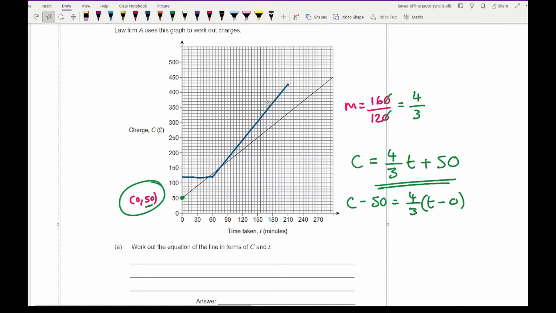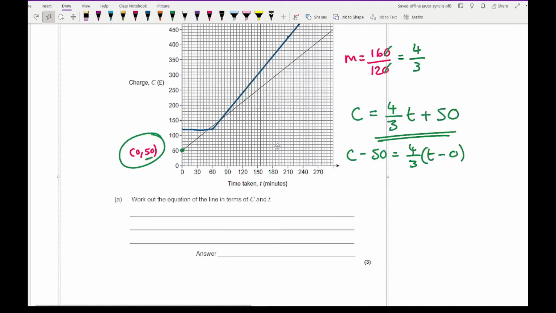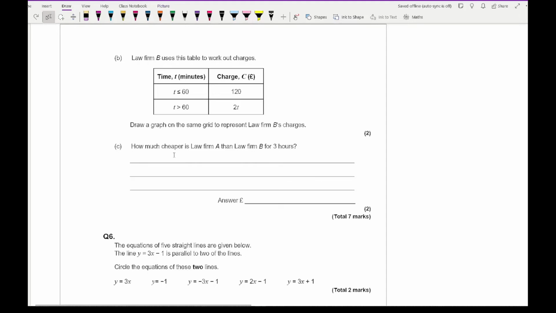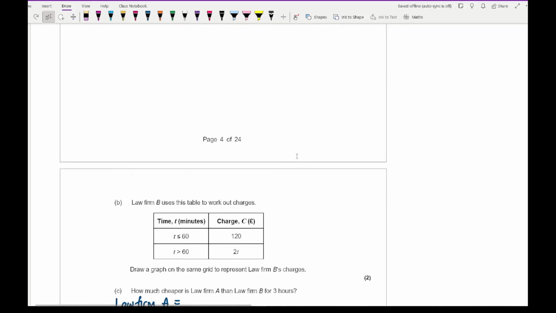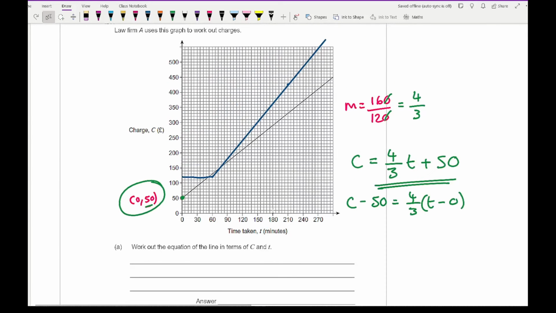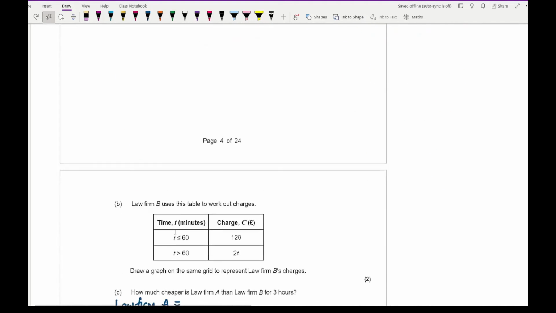And what I then need to do is just drag this a little bit further up to the edge of the graph. So it should look something like that. Then for part C, it says how much cheaper is law firm A to law firm B for 3 hours. So looking at law firm A, a 3-hour job, which is 180 minutes, if I mark up where 180 is, I'm looking at that point there, which I make out to be 290. So law firm A is 290.